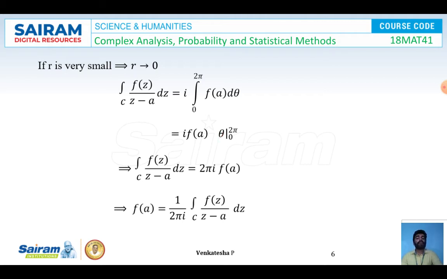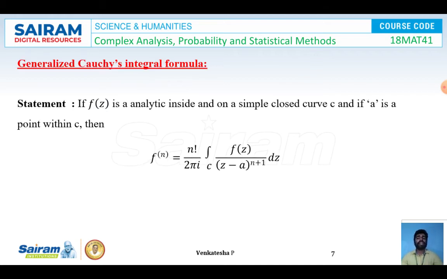Applying the upper limit, I'll be getting 2 pi i, and for the lower limit it will become 0. So the integral over C of f of z by z minus A dz is equal to 2 pi i f of A. Since I need to find the value of f of A, I am shifting this 2 pi i to the left-hand side. So I got the equation: f of A is equal to 1 by 2 pi i times the integral over C of f of z by z minus A dz. This formula is called Cauchy's integral formula.